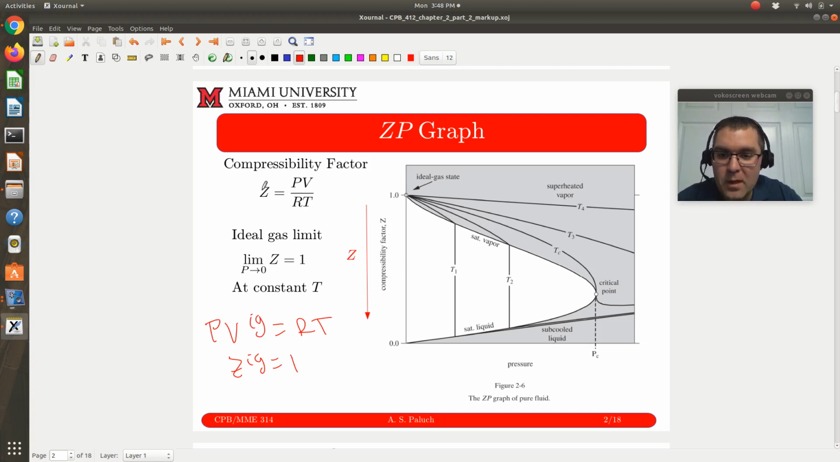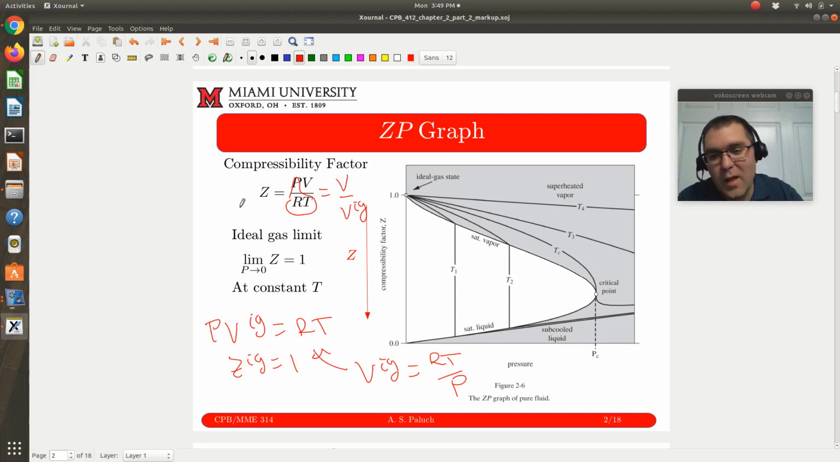Okay. So what's common is, let me rearrange this, V ideal gas is equal to RT over P. So what's common is you can replace RT over P here. So Z would be equal to V over V ideal gas. So essentially you could think of Z as my actual molar volume relative to that of the corresponding ideal gas at the same temperature and pressure. All right, so Z is equal to V over V ideal gas. It's a measure of deviations from ideality, if you will.